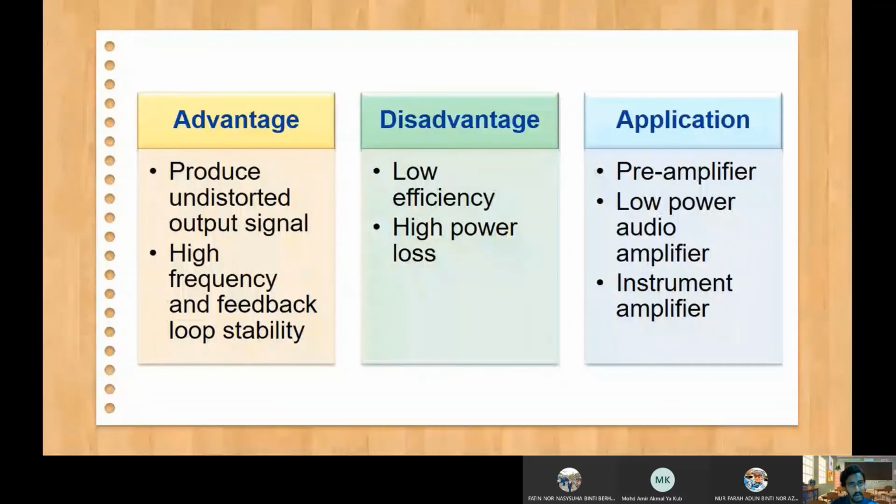The advantages of the class A amplifier: it produces an undistorted output signal and has high frequency feedback loop stability. For the disadvantages, it has low efficiency and high power loss. For the application, class A amplifier is used in pre-amplifiers, low power audio amplifiers and instrument amplifiers.